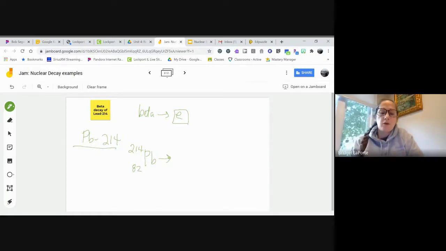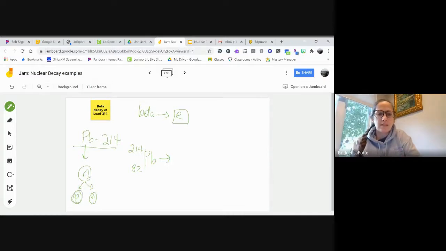All right, so we are going to undergo beta decay this time. The instability in lead-214 is leading it to release a beta particle. What happens is a single neutron within the nucleus of this lead is going to split apart. It's going to break up into a positive charge and a negative charge, because we know positive and negative cancels out and becomes neutral. So this neutron splits into a proton and an electron.